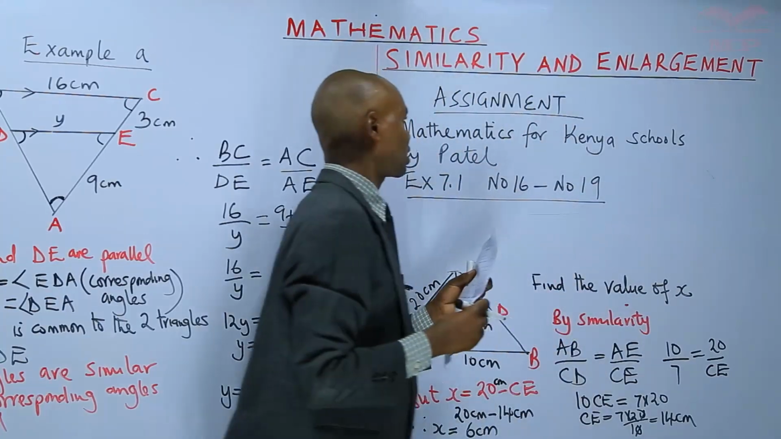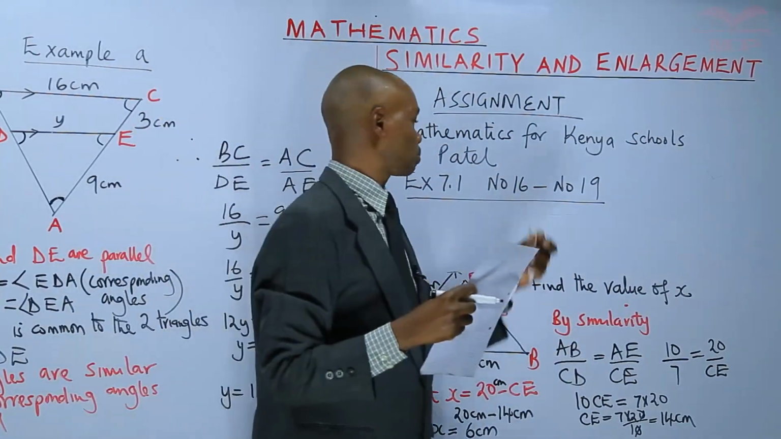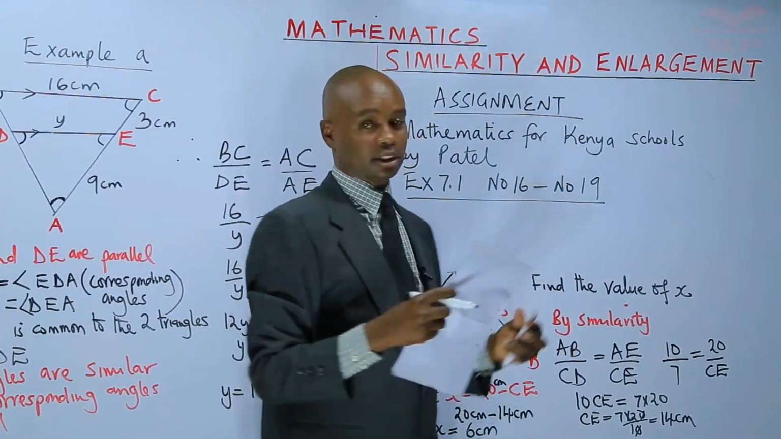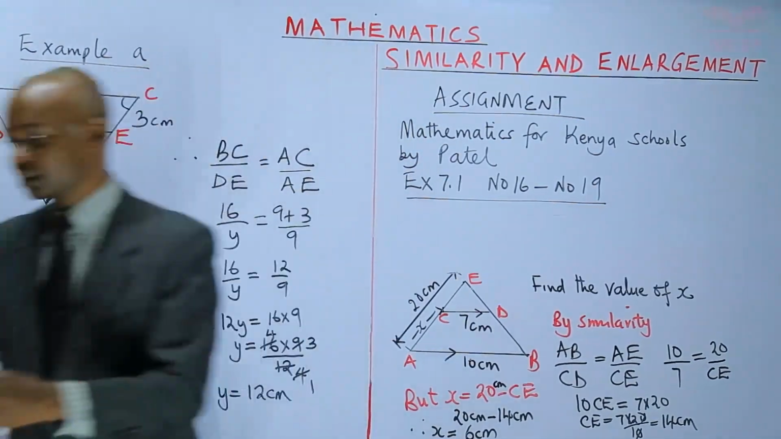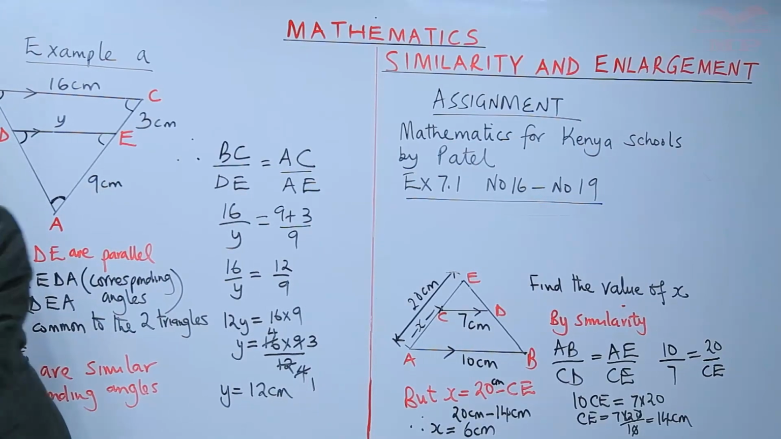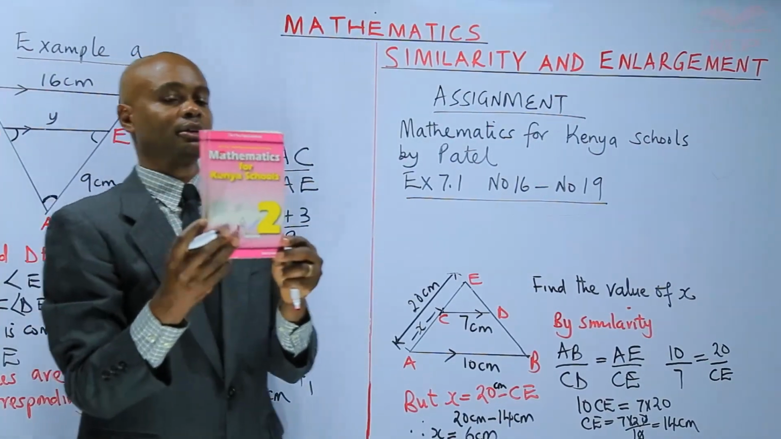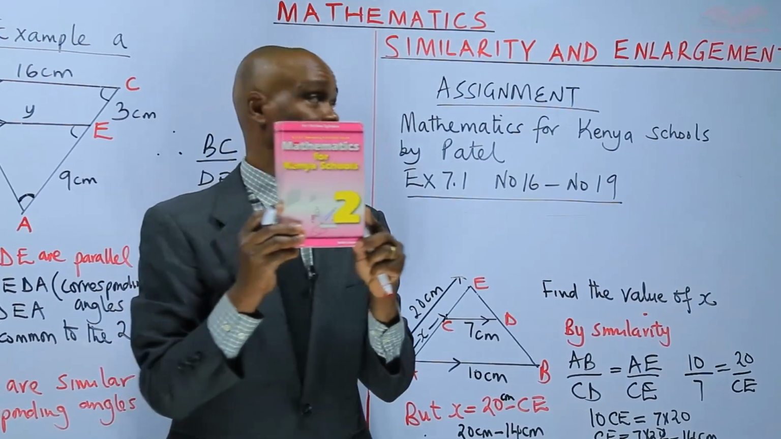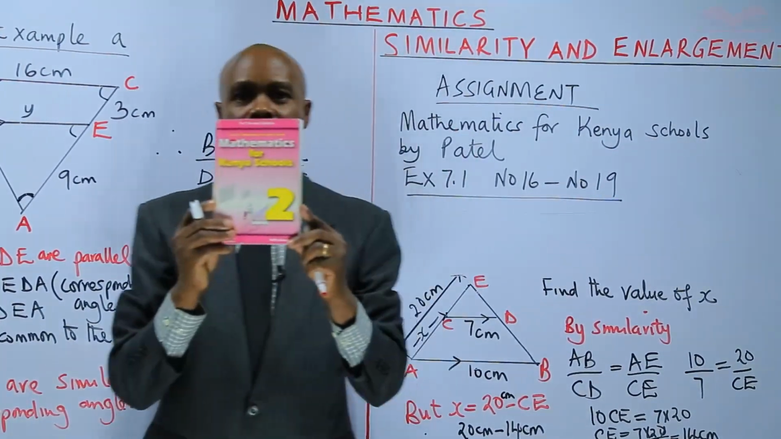So the assignment will come from Mathematics for Kenya Schools by Patel. That is exercise 7.1, number 16 to number 19. So the learners, not knowing the book, this is the book where you'll get that assignment for this lesson.